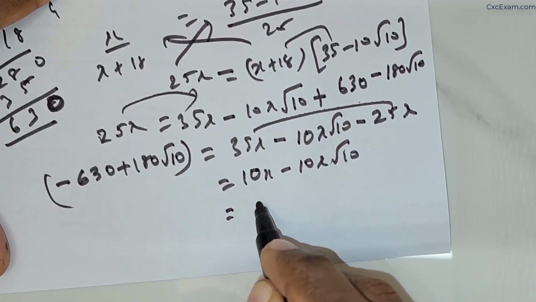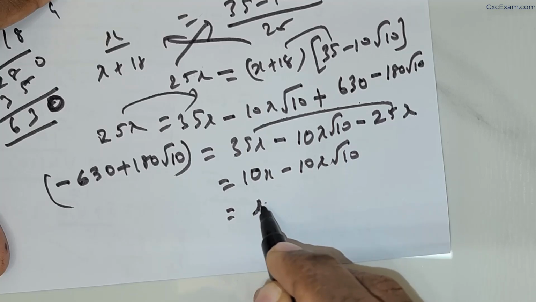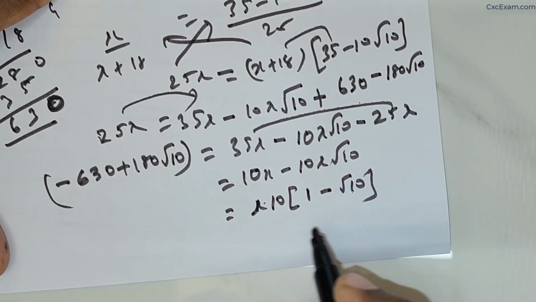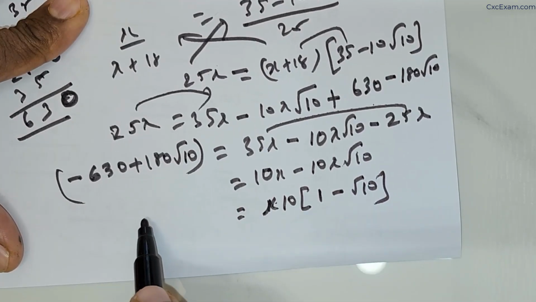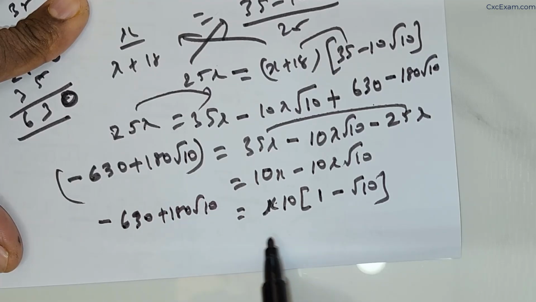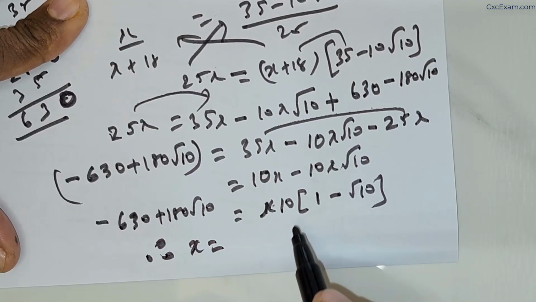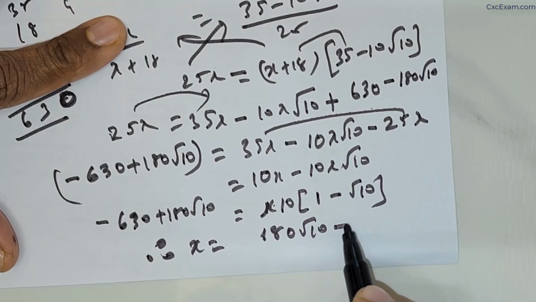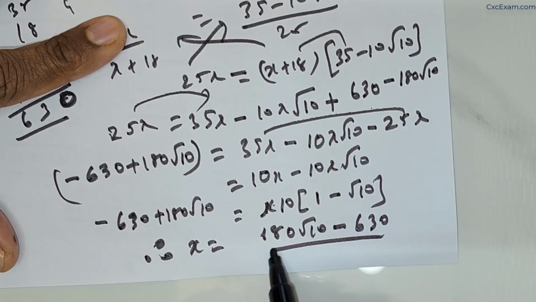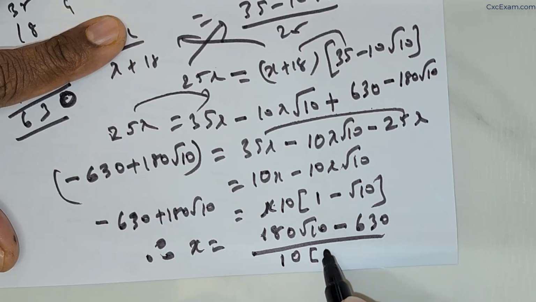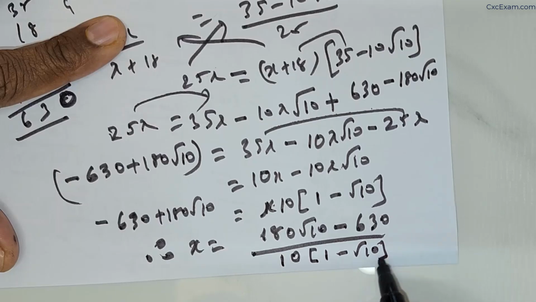I can take x out and 10 out. That will give me (1 − √10). And over here this is going to give me −630 + 180√10. We need only x, so x is equal to, I'm going to write it like this, (180√10 − 630) divided by, I've taken 10 out, right? So 10 times (1 − √10).